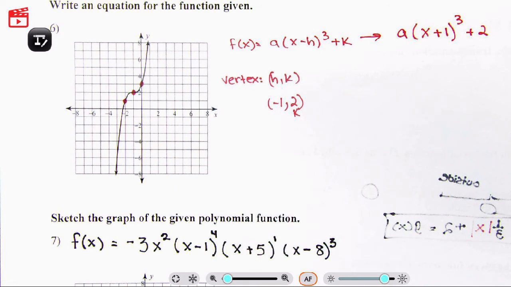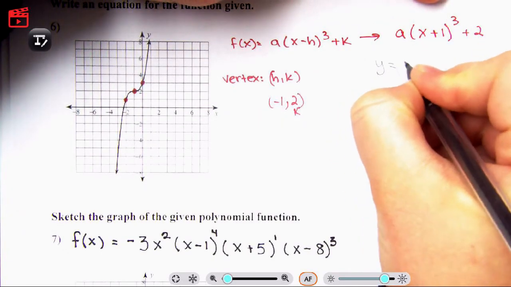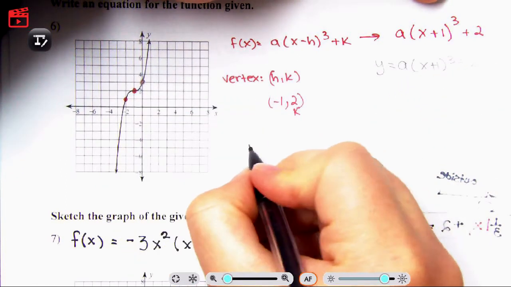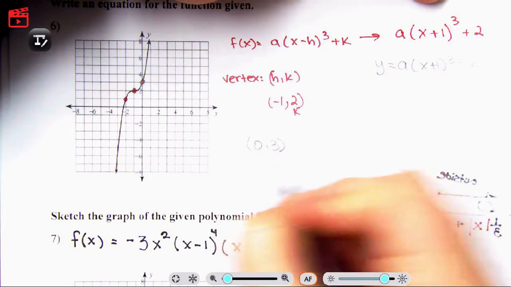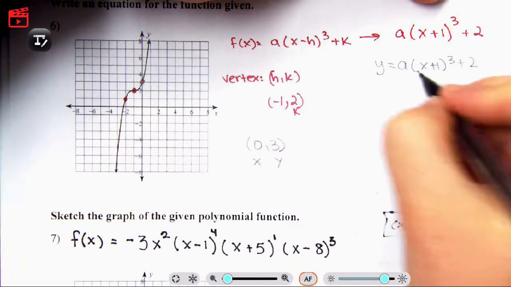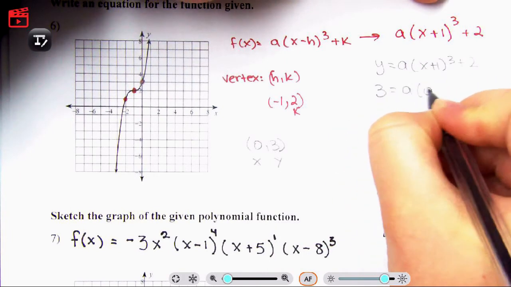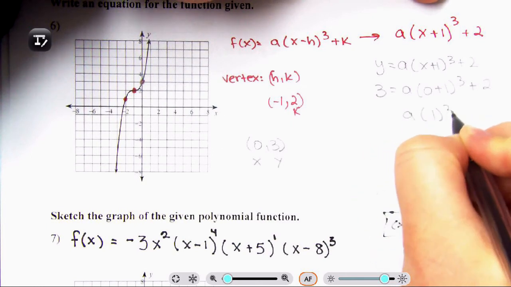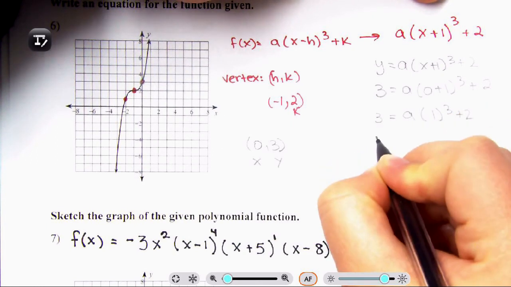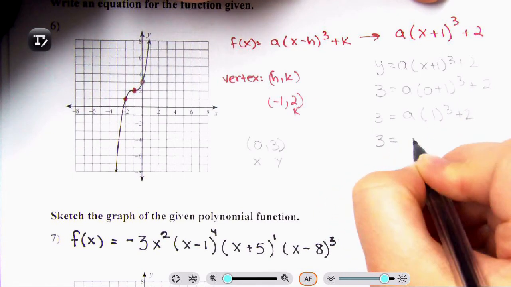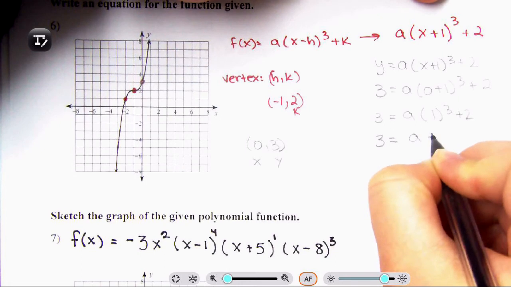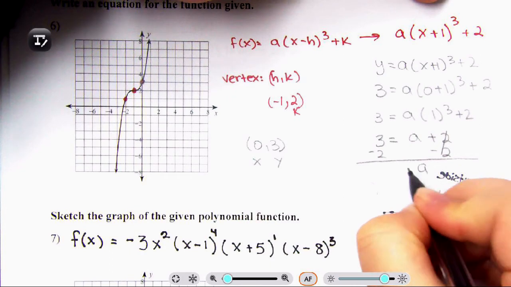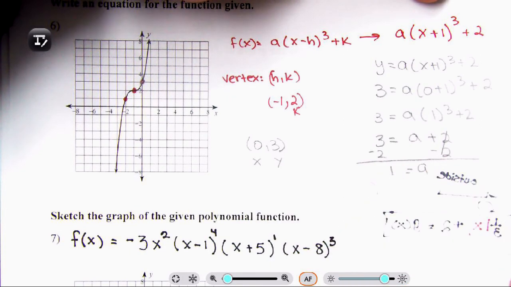Let's do this. So I have y is equal to a times (x plus 1) cubed plus 2. I'm going to choose this point here just because it has a 0. So that means (0, 3) is the point I choose. That means this is x, this is y. So y is 3, x is 0. So that means I have a times 1 cubed plus 2. So 3 is equal to, what is this, 1? So this is a plus 2. I'm going to subtract 2 from both sides. So I have a is equal to 3 minus 2, which is 1. So I have a is 1.